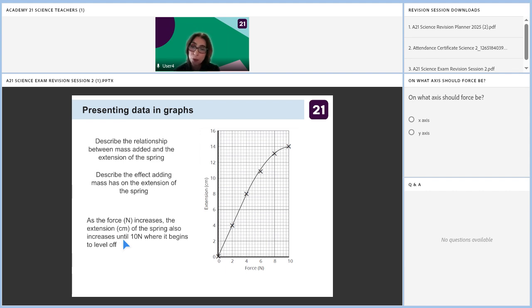Now we come to the important part, which is going to give you an extra mark, okay? You should be able to see that up to 10 newtons, we've got a nice straight line, okay? After 10 newtons, it's starting to level off.